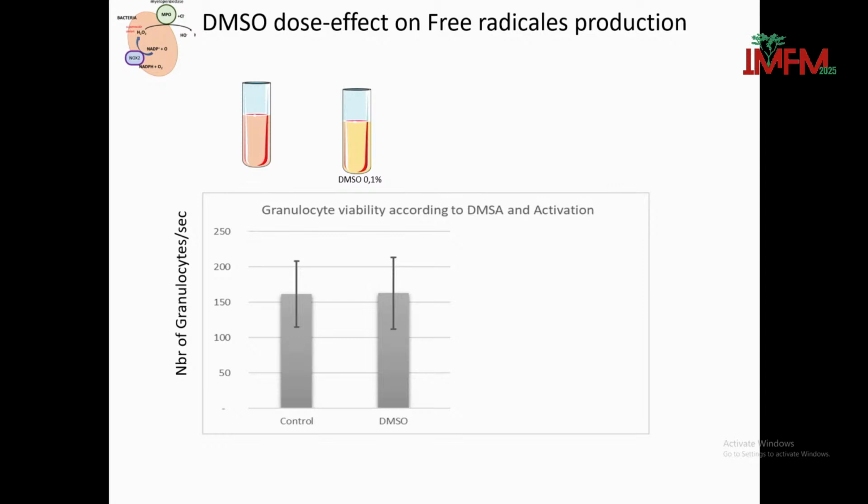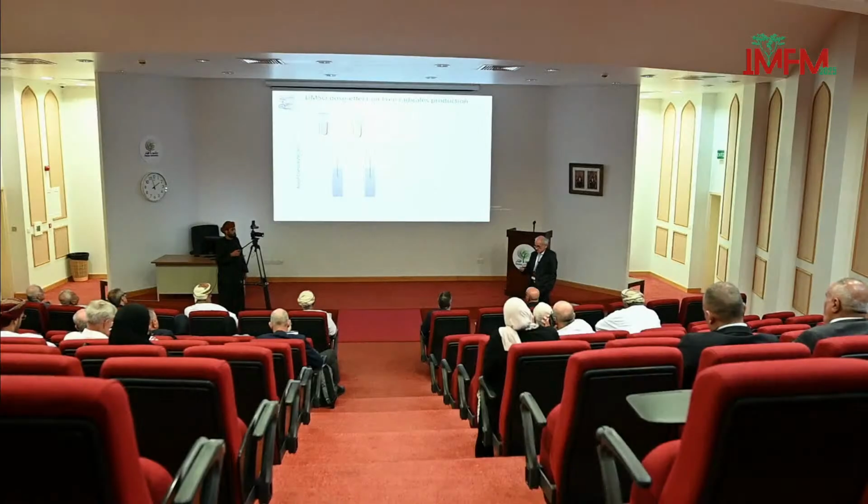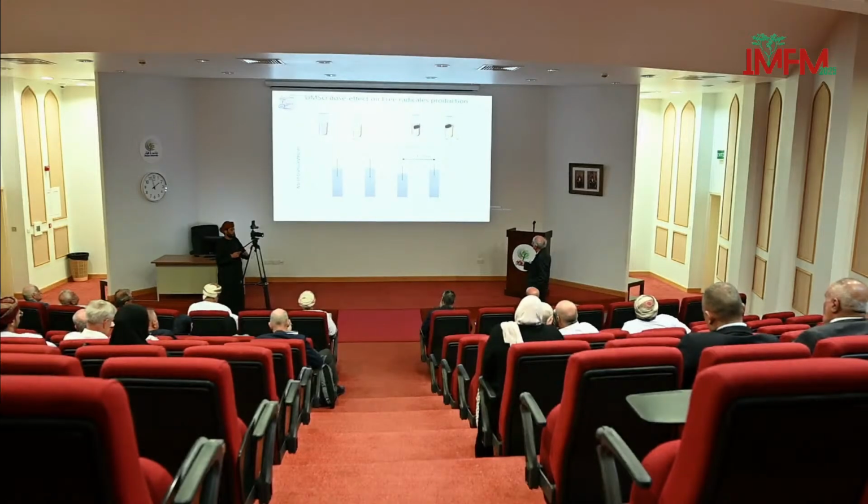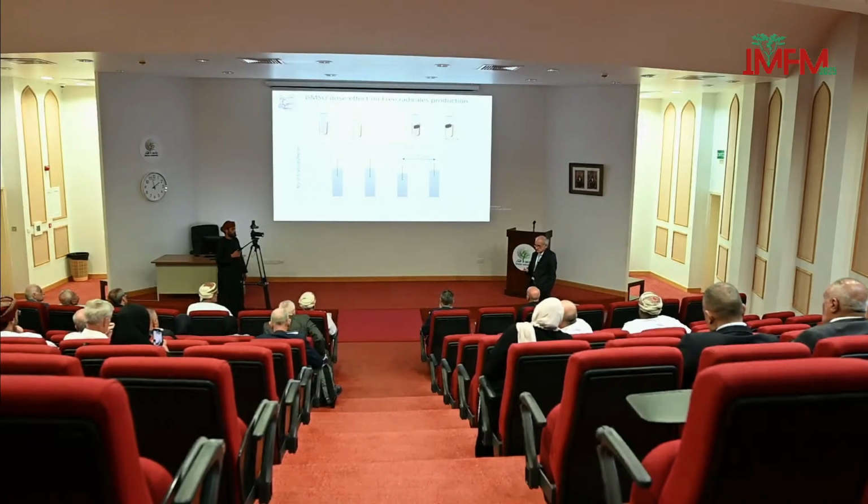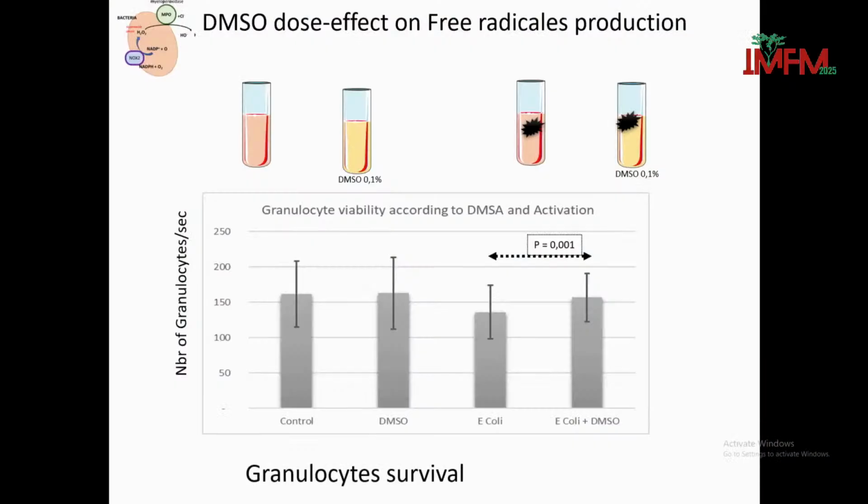So the first experiment we have seen is that we don't see any difference in the number of cells. This means that the DMSO and Boswellia are not toxic for the cells. And this is on resting cells. And after stimulation, we see that there is no significant difference in the number of cells. So we can consider that it's not toxic.